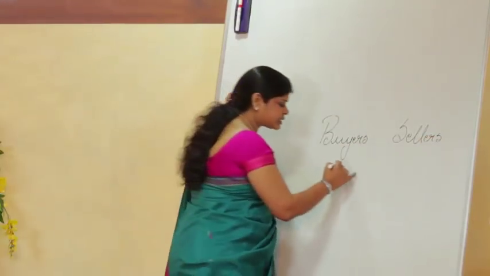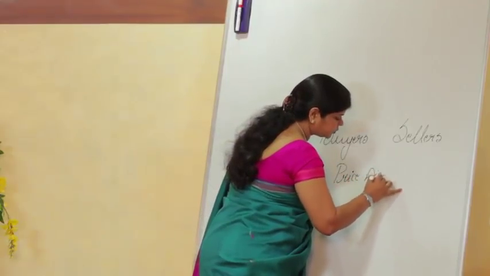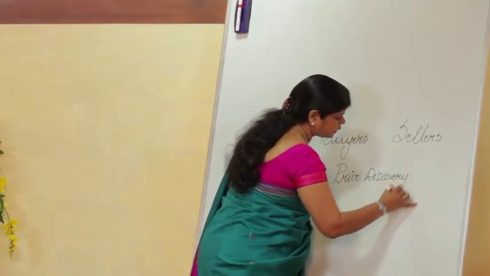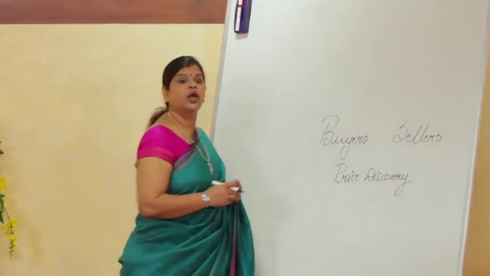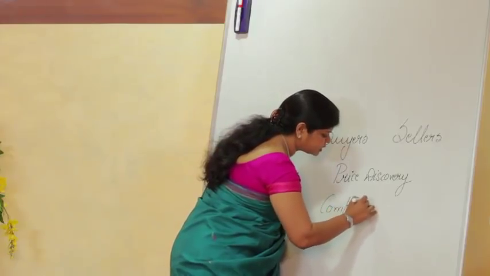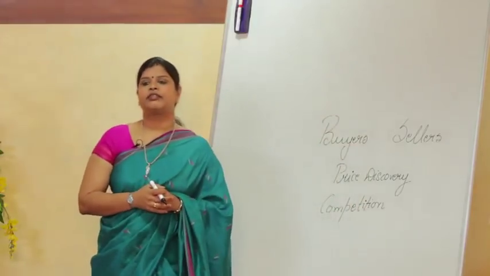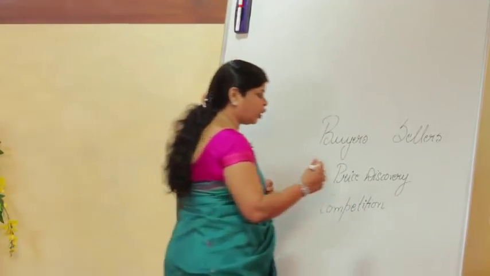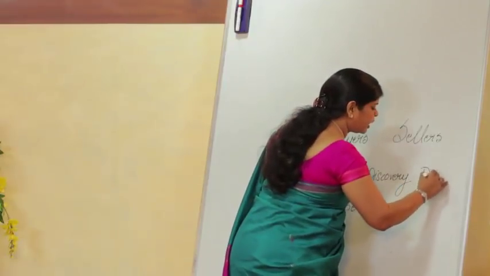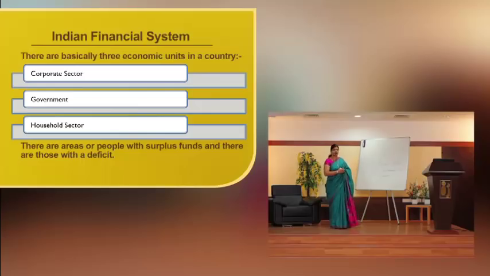There is price discovery. And there is competition. So the basic features of a financial market are that there are buyers and sellers. There is price discovery because of demand and supply. As we all know, in economics we have studied, demand and supply will determine the price of the goods and services. And there is a lot of competition that exists in the market.